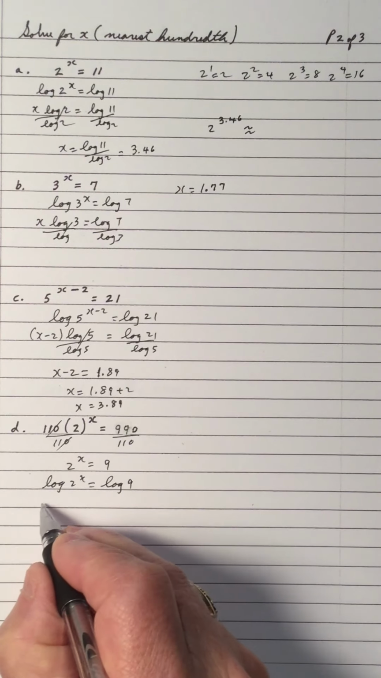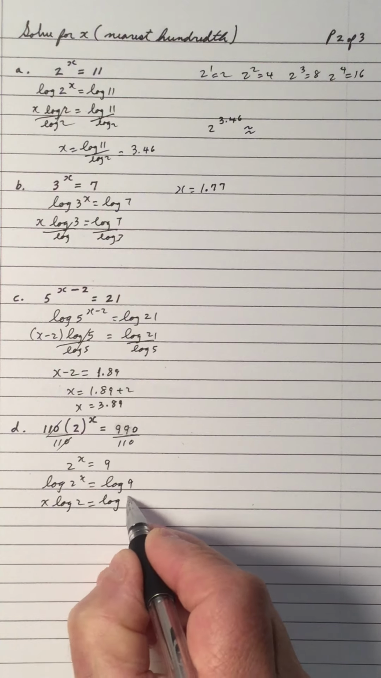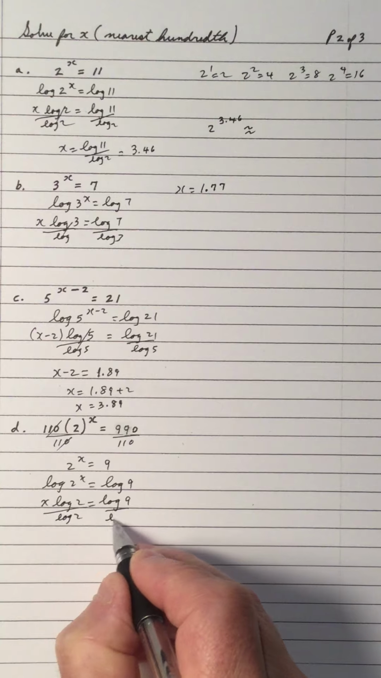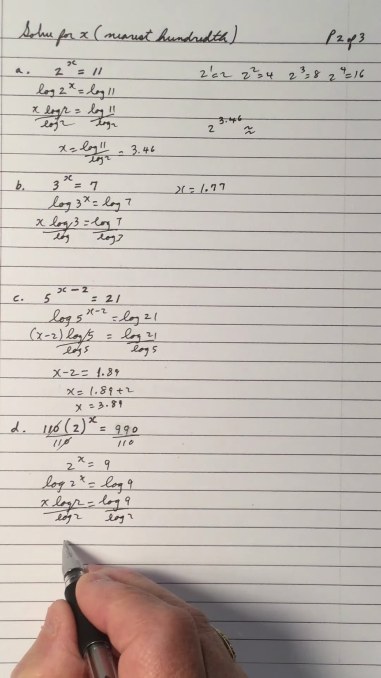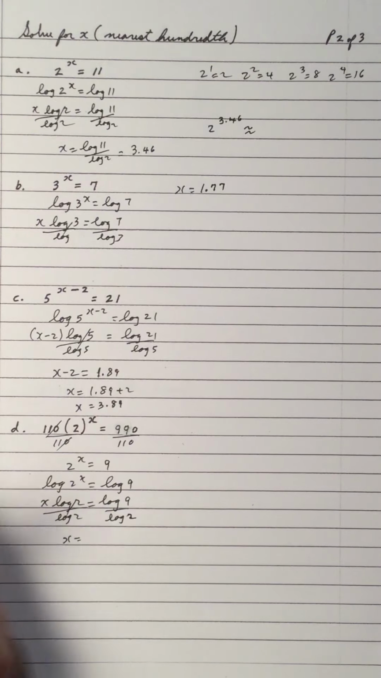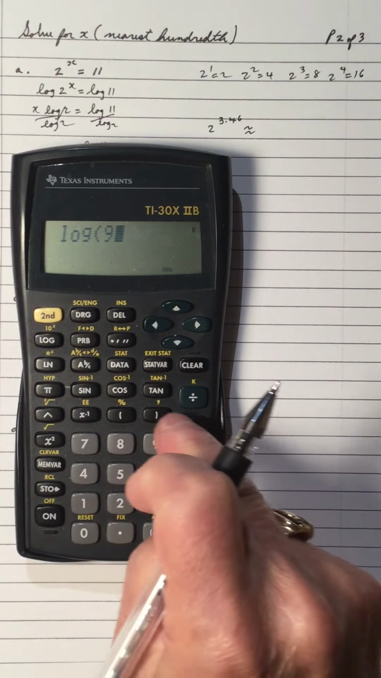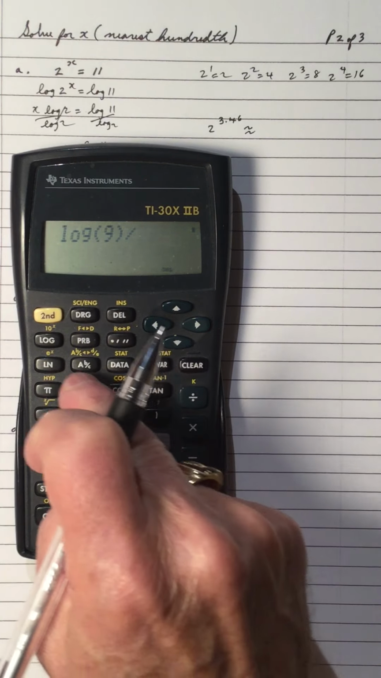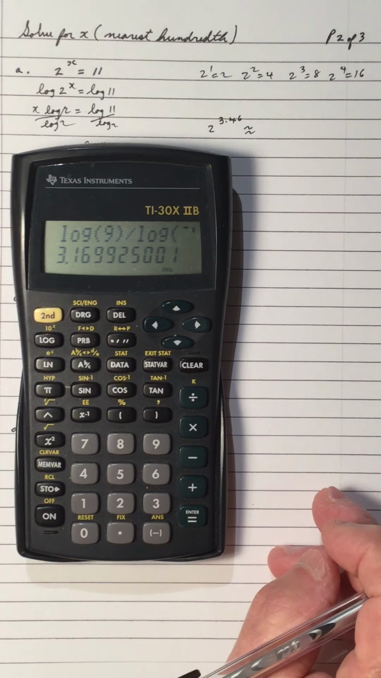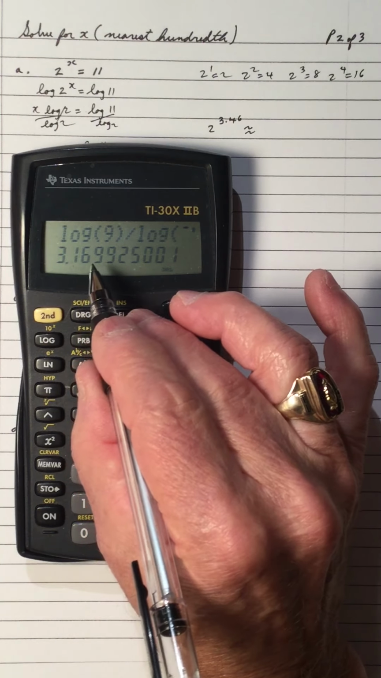Okay, and so that's x log 2 equals log 9, and divide by log 2. They cancel, so we do the log of 9, division, log 2. Let's work that out. The log of 9, division, log 2. And so we get 3.16 rounded off, 3.17.